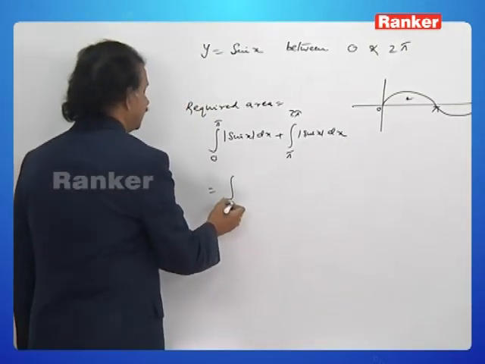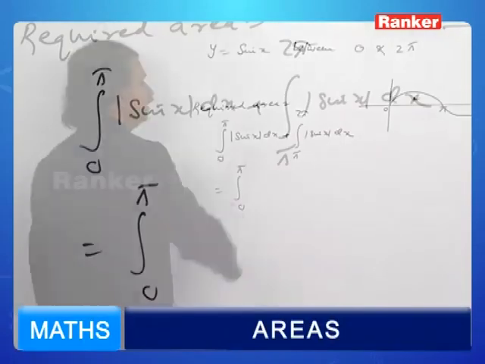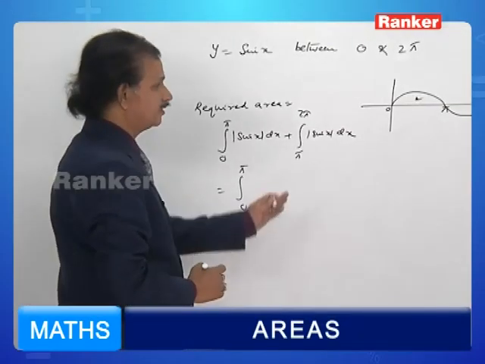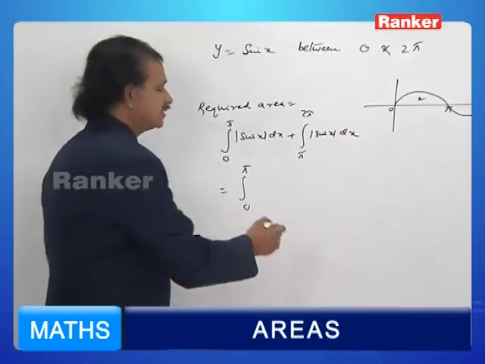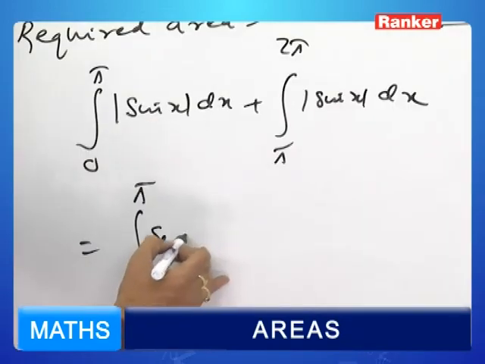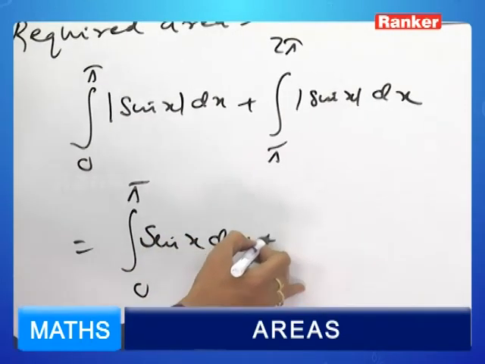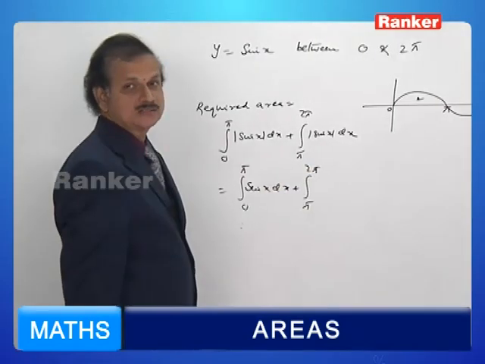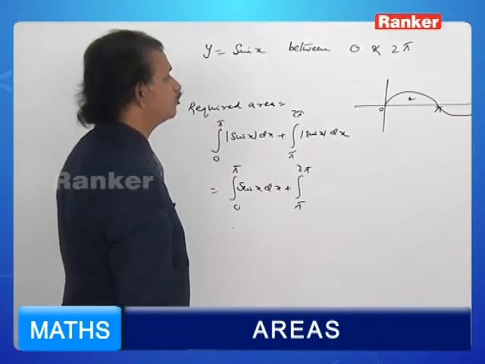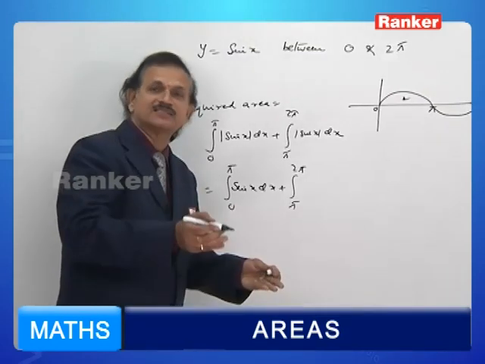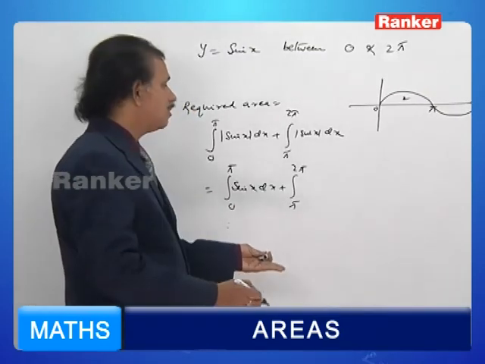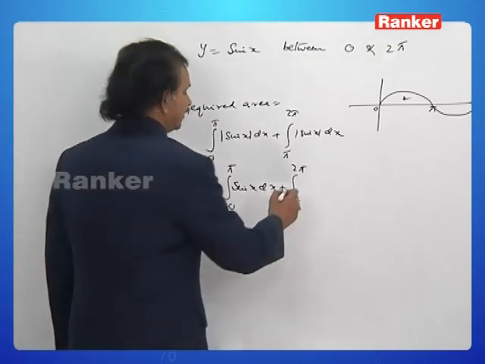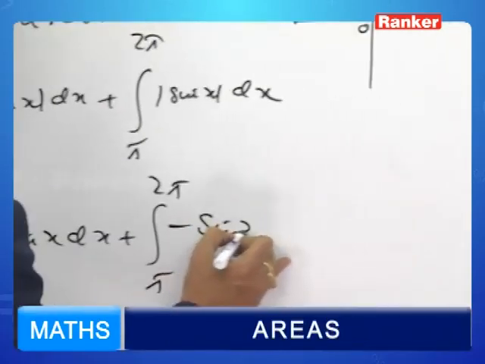is equal to integral 0 to pi. What is mod sin x? Between the limits 0 and pi, mod sin x is sin x, plus integral pi to 2 pi. What is mod sin x? From pi to 2 pi, the curve lies below the x-axis, it is negative. Hence, mod sin x is minus sin x dx.